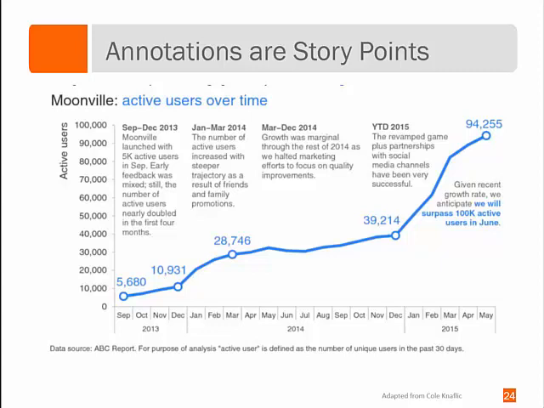And then year-to-date 2015, there was a revamp of Game Plus partnerships with social media channels. Social media partnerships were very successful, and we had a significant growth trend here. And then our final annotation here, given recent growth rate, we anticipate will surpass 100,000 active users in June. Okay, so this helps us tell a story. You can see how the annotations here guide the audience through the development of this particular software or game platform.